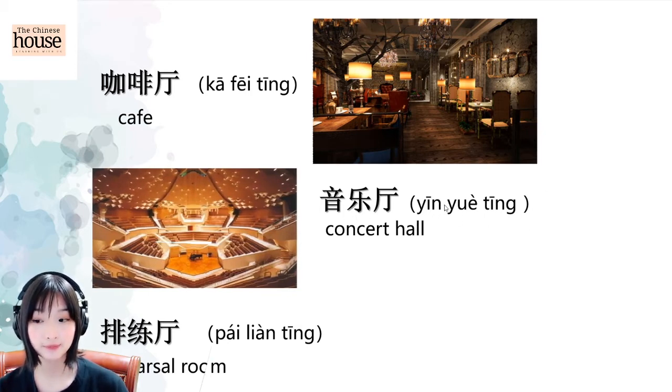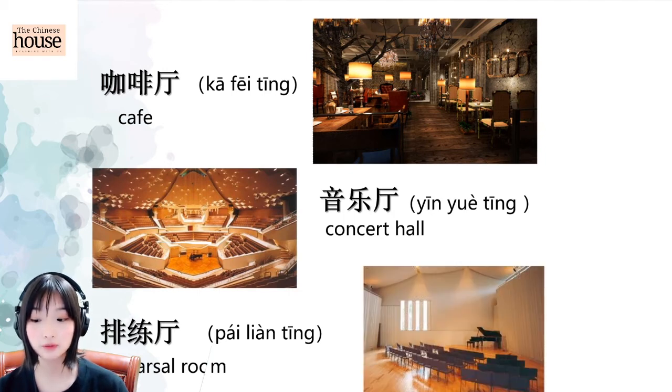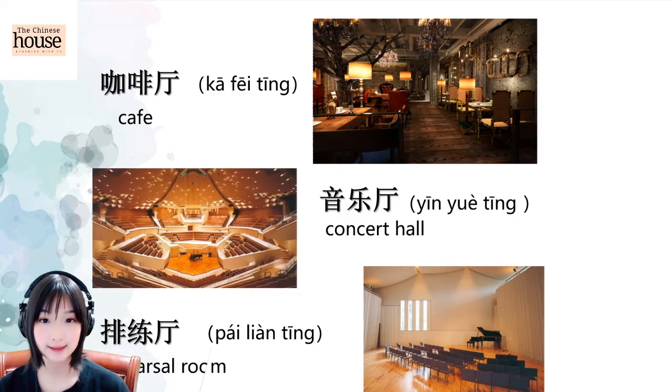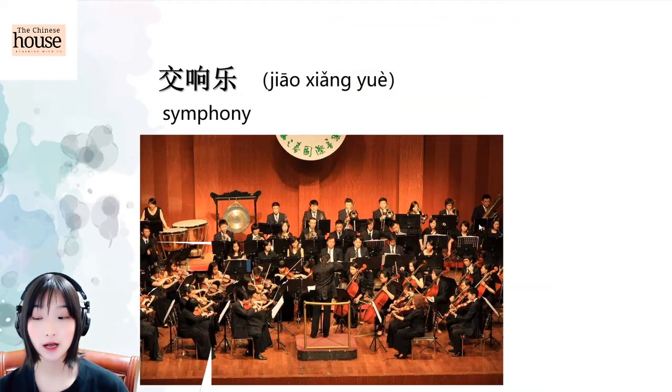音乐厅, 音乐 is music, 厅 flat tone. 音乐厅, read after me. Then rehearsal hall, 排练厅. 排, second tone, 练, first tone, 厅, flat tone. 排练厅. Then symphony, 交响乐. 交, flat tone, 响, third tone, 乐, fourth tone.